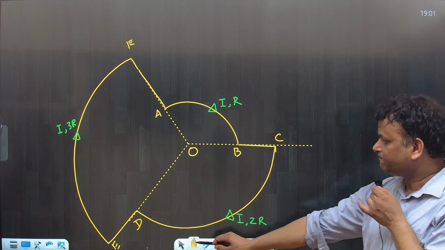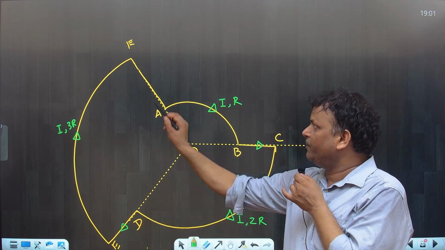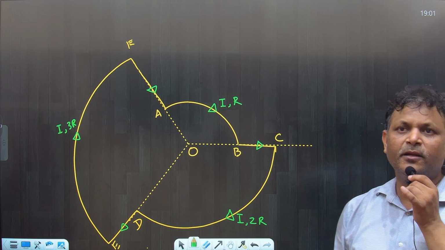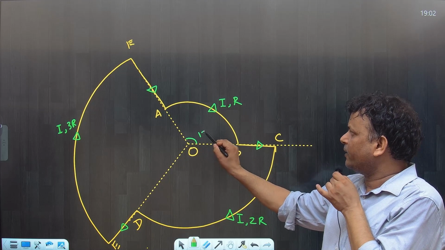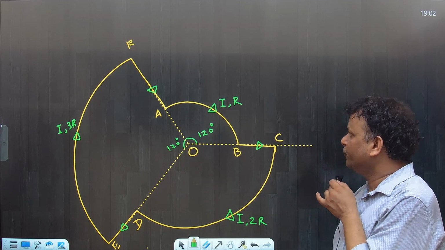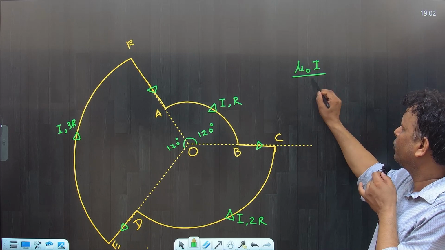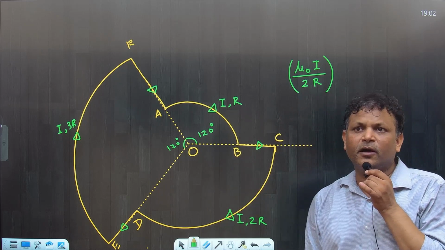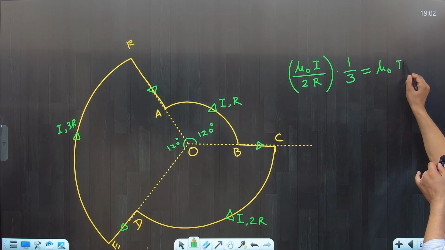You see, the magnetic field due to all these straight parts will be 0 at the center, because if you extrapolate, they pass through the center. Every arc makes an angle of 120 degrees, as given in the problem. So it is 1/3. Mu naught I by 2R was the magnetic field due to the complete circle. 120 degrees is 1/3 of the complete circle, so you multiply by 1 by 3. So it is mu naught I by 6R.